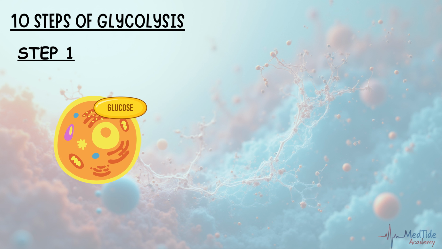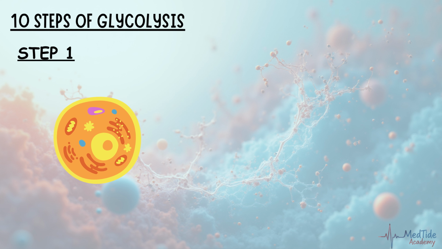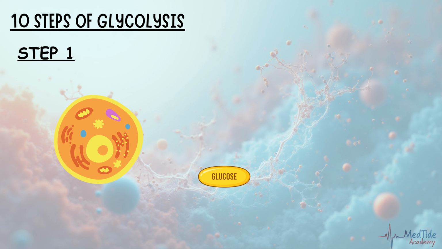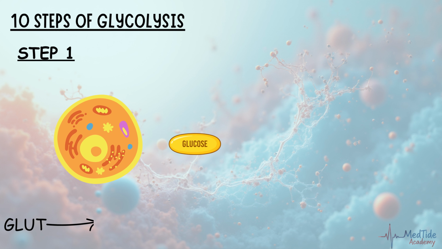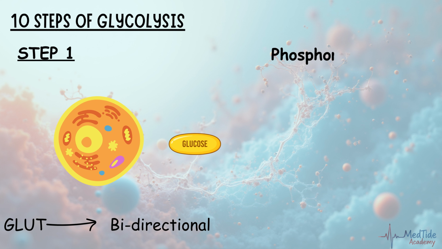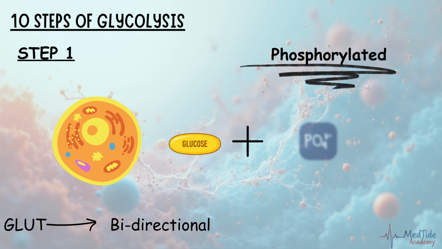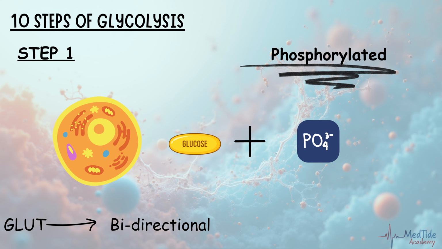Now, when glucose gets into the cell through the glucose transporter, it also has the tendency of leaving the cell through the same transporter, and this is because the glucose transporter is bidirectional. So to prevent this, the glucose molecule gets phosphorylated. Phosphorylation is simply the biochemical process in which a phosphate group is added to the glucose molecule.